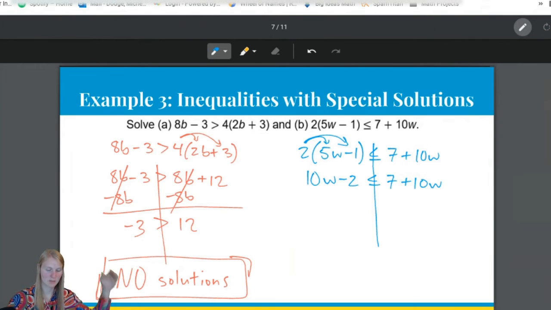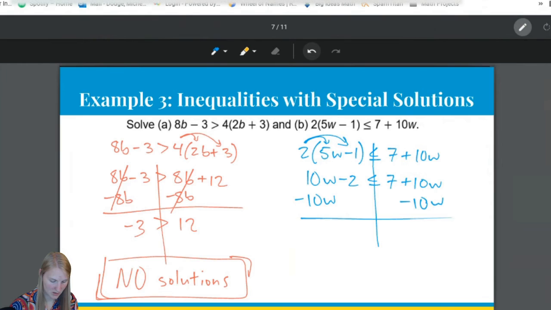Alright, now we're going to move things over to the other side. So now, let's see, I want to get my w's on this side again. So, let's subtract 10w from here, and subtract 10w from here. So again, this goes away. 10w minus 10w is 0. So we're left with -2 is less than or equal to 7.